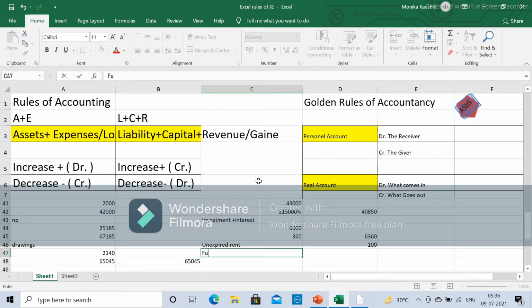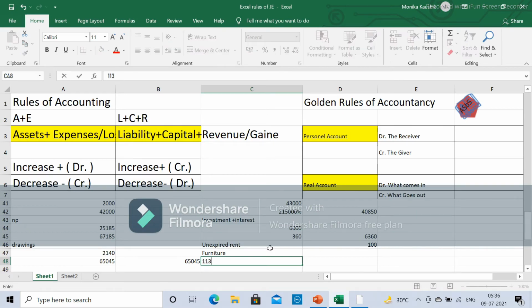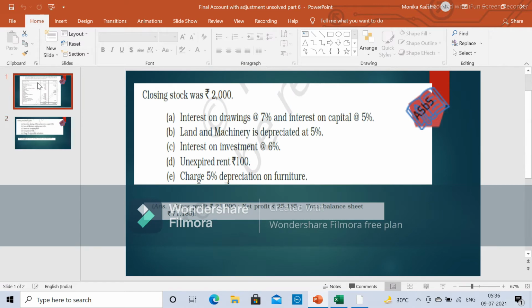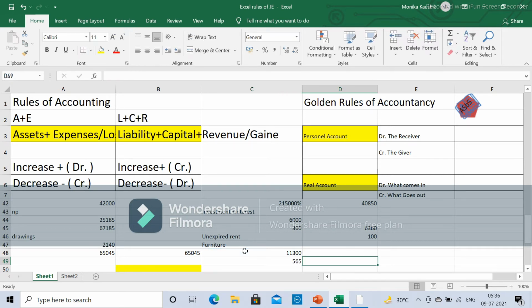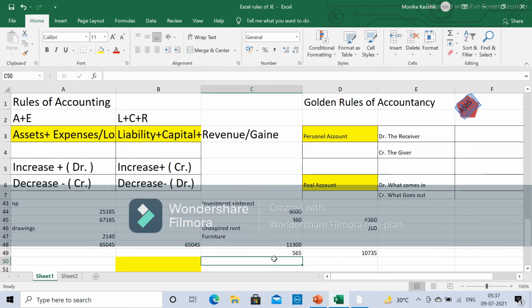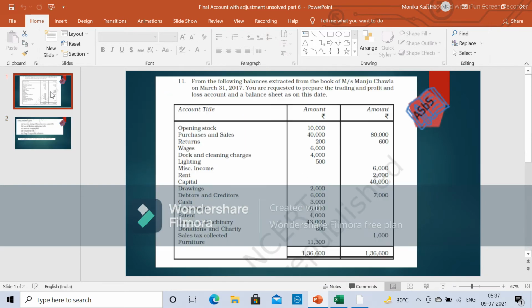Furniture minus depreciation. 5% depreciation I will have to deduct. Furniture is 11,300 and 5% depreciation is equal to this multiplied by 5%. So this will be this minus this depreciation. So the total amount of net furniture is this. All the adjustment entries are done now. Net profit and everything we have done.